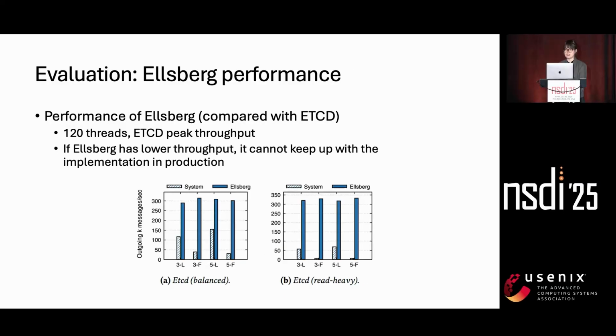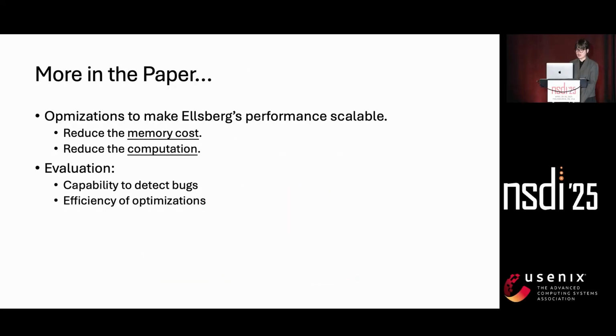We also test Ellsberg's throughput of processing the messages in the trace compared with the throughput of SAD generating the trace. This number matters since if Ellsberg has lower throughput, it cannot keep up with the implementation in production. However, from the testing results, we can see that for SAD, Ellsberg has at least 2 times higher throughput, which means Ellsberg can keep up with the system. There are more details in the paper, including how we optimize the BFS exploration to make Ellsberg's performance scalable, and extra contents related to the evaluation.